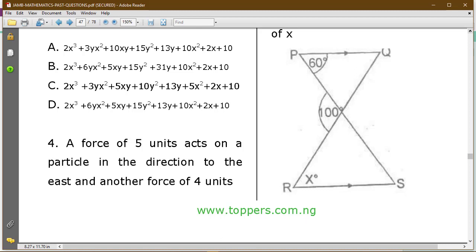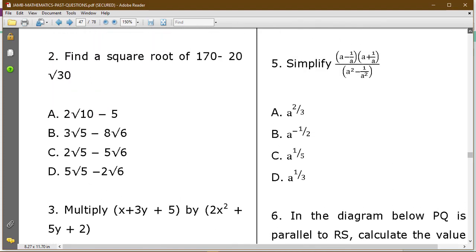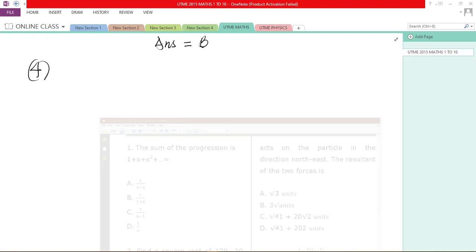And another force of 4 Newton acts in which direction? 5 Newton in east direction, while 4 Newton in what? Acts on the particle in the direction of northeast, the resultant of the force. So don't bother yourself. What they said we should do is this. Let's just go there so that you can see what they are saying.